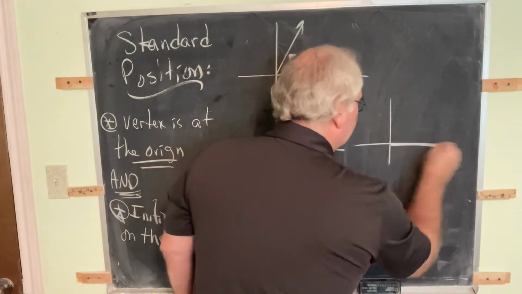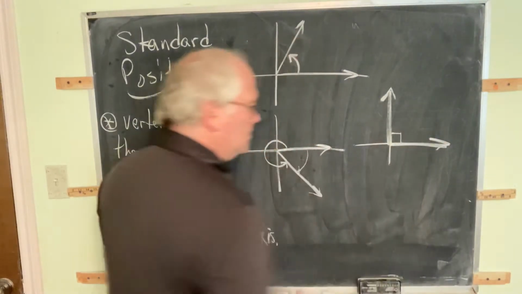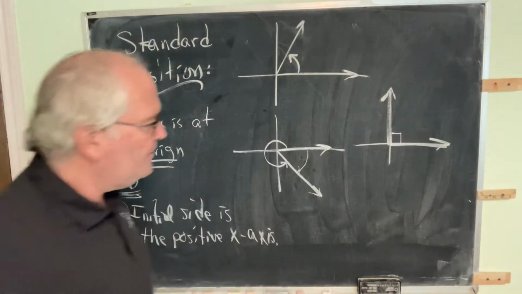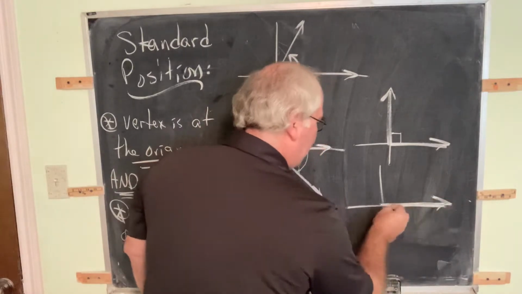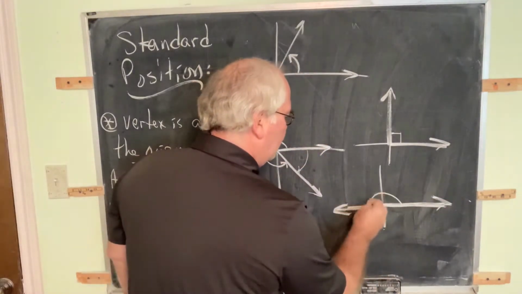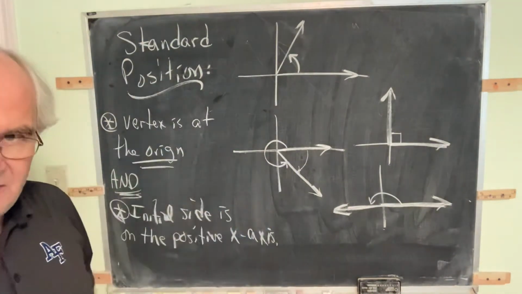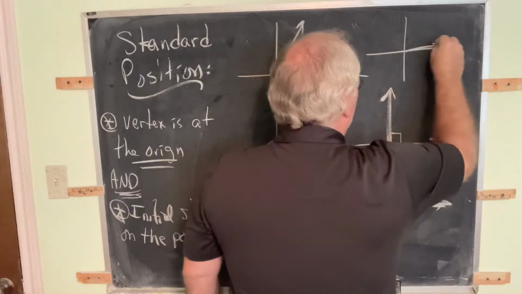Suppose I have, this is the initial side, this is the terminal side. I have an angle whose measure is 90, and so that angle is in standard position. You can have a straight angle. A straight angle, there's the initial side, there's the terminal side. That angle's measure is 180 degrees. That angle is in standard position. Angles in standard position. All right.